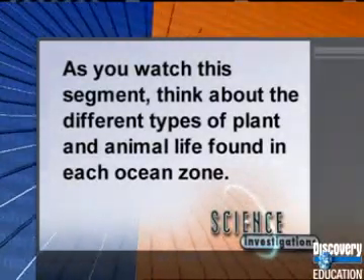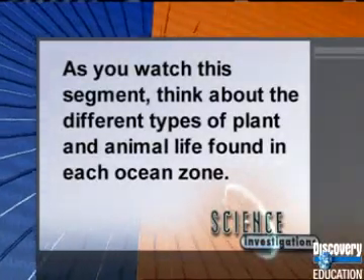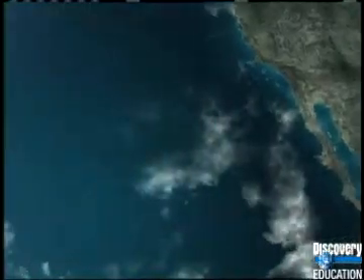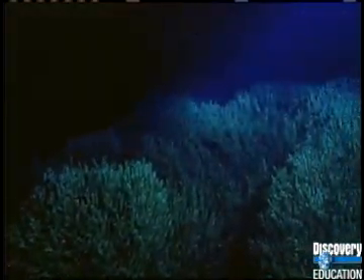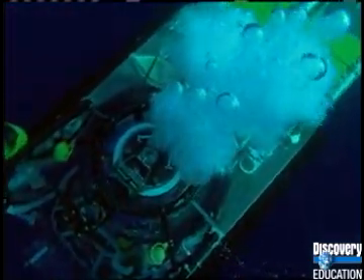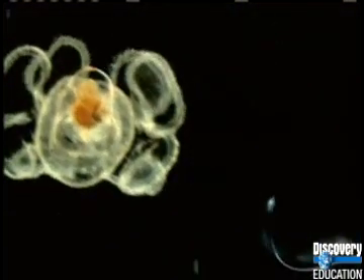As you watch this segment, think about the different types of plant and animal life found in each ocean zone. Even though oceans cover more than 70% of Earth's surface, until recently, very little was known about ocean life. That's because exploration of the deepest zones of the ocean is complicated by near-freezing water temperatures, extremely high water pressure, and complete darkness. Using submersibles, researchers are beginning to discover exciting information about the amazing diversity of underwater life.